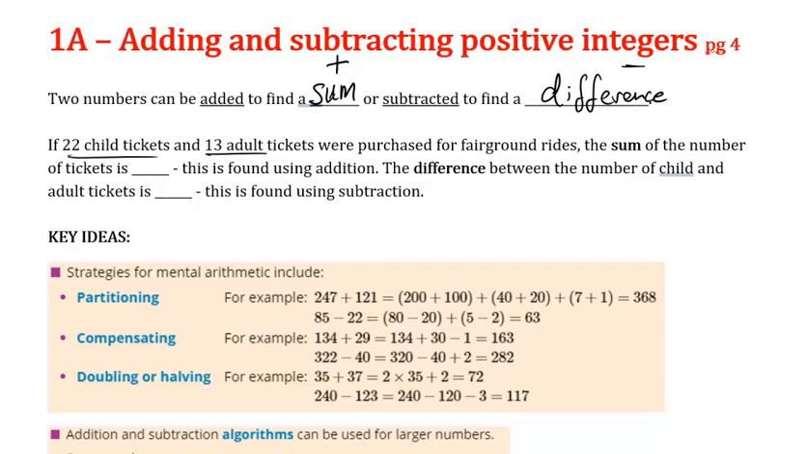So if we had 22 child tickets and 13 adult tickets, the sum of that number is 22 plus 13, which we can probably work out in our heads, is 35. This is found using addition. To find the difference between the number of child tickets and adult tickets is 22 minus 13. That's 9. And notice I took the smaller number from the bigger one because the difference is going to be positive unless you're told otherwise.